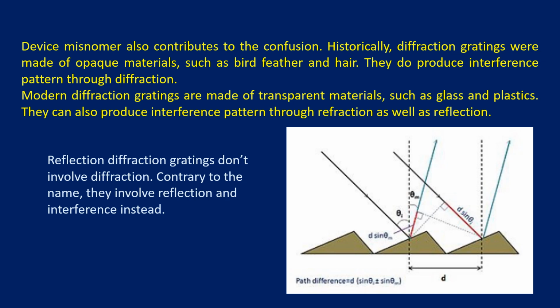Modern diffraction gratings are made of transparent materials, such as glass and plastics. They can also produce an interference pattern through refraction as well as reflection.